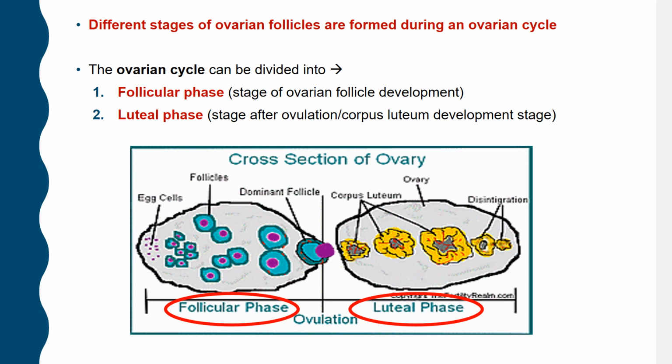Your ovarian follicles develop according to the different phases in the entire ovarian cycle. The ovarian cycle can be divided into the follicular phase, which denotes the development of the ovarian follicle, and the luteal phase, which takes place after the ovulation. This is the phase where the corpus luteum is developing. So you have the follicular phase, then the ovulation, then the luteal phase will take place.